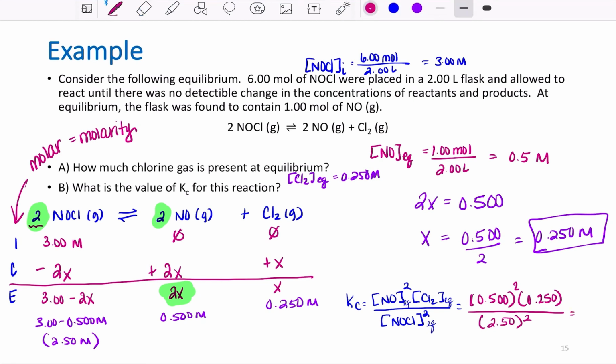And when you calculate this out, you should get a Kc value of 0.0100. And remember, there are no units on this. So the Kc expression here, Kc equal to 0.0100. So a lot of work, but you guys have now figured out the concentration of Cl2 at equilibrium and the Kc value, or Kc expression at equilibrium.